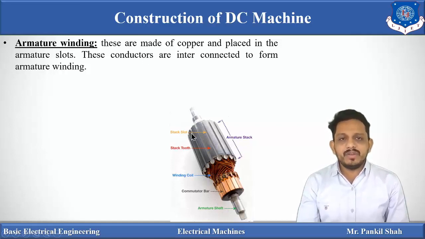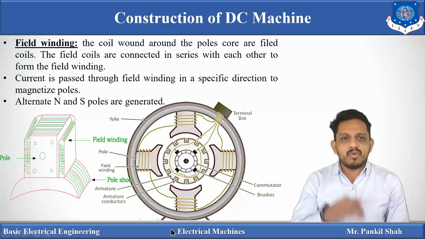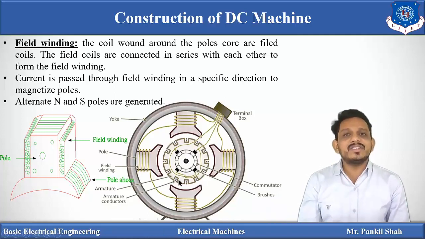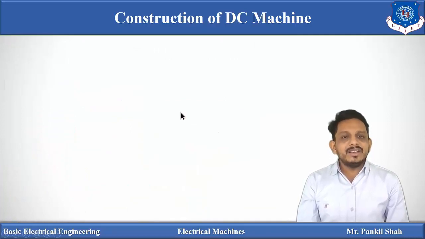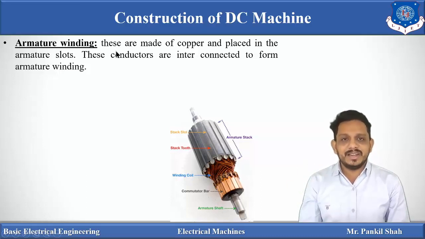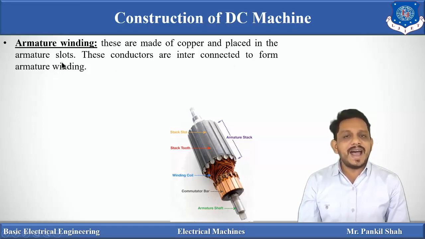Now, another important part of the DC machine is the armature. So you have seen in the last diagram that the part which is inside all the poles is known as the armature, and this armature is the rotating part. So let's see the construction of an armature. So the armature winding is made of copper and placed in armature slots.